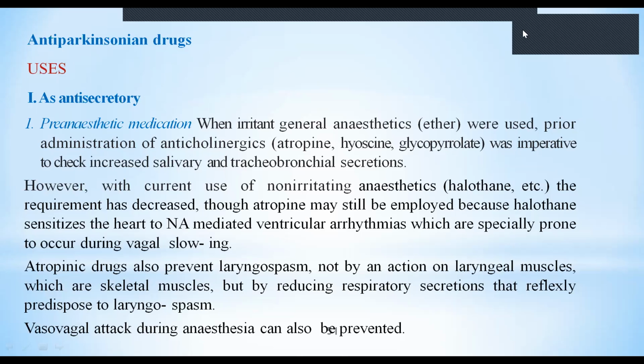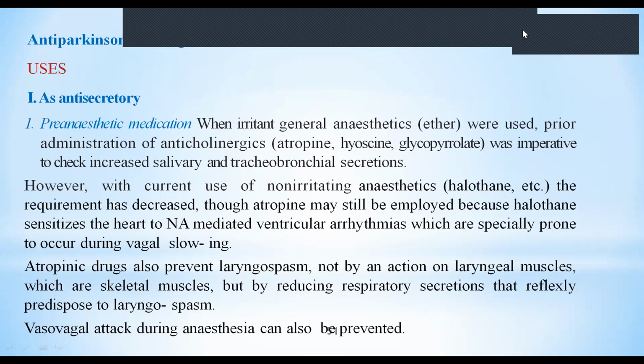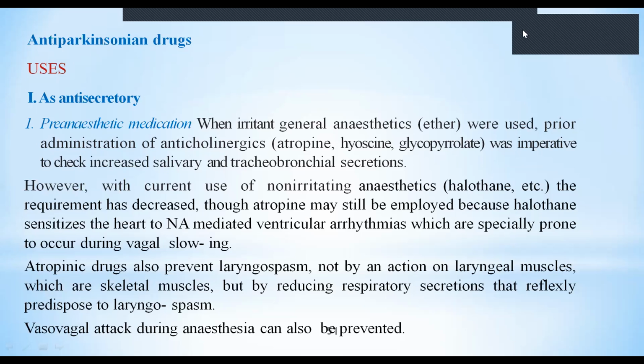So the anticholinergic drugs are used as anti-secretory drugs, in pre-anesthetic medication. When irritant general anesthetics, ether, etc. are used, prior administration of anticholinergics like atropine, hyoscine or glycopyrrolate is used to check the increase in salivary and tracheobronchial secretions. Whereas with the current use of non-irritating anesthetics like halothane, the requirement has decreased. Atropinic drugs also prevent laryngospasm, not by action on the laryngeal muscle, which are skeletal muscles, but by reducing respiratory secretions that reflexly predispose to laryngospasm. And vasovagal attack, including under anesthesia, can also be prevented.